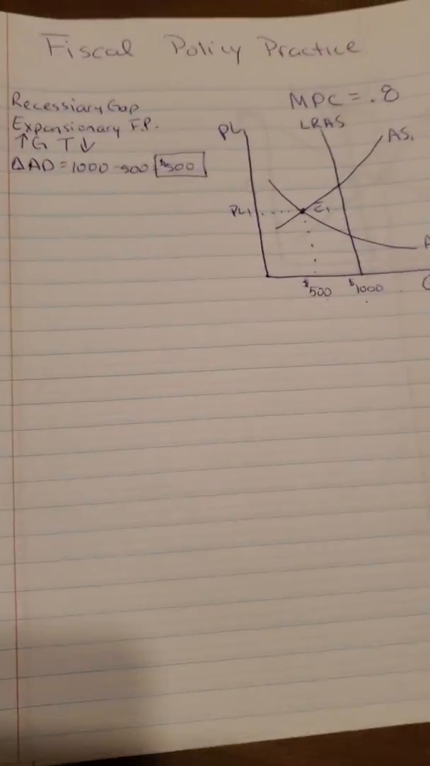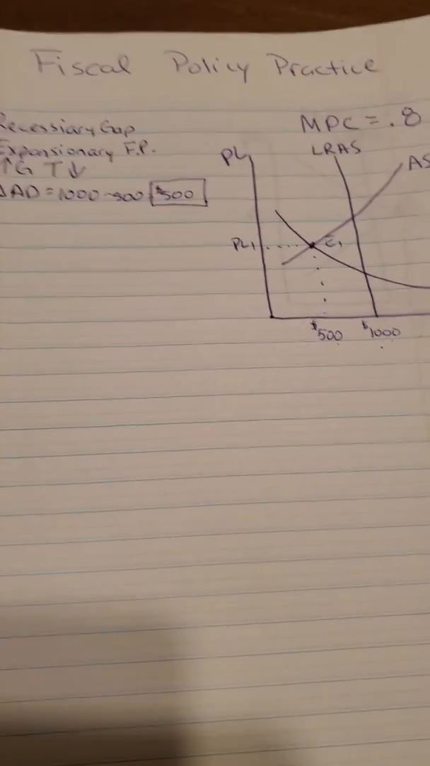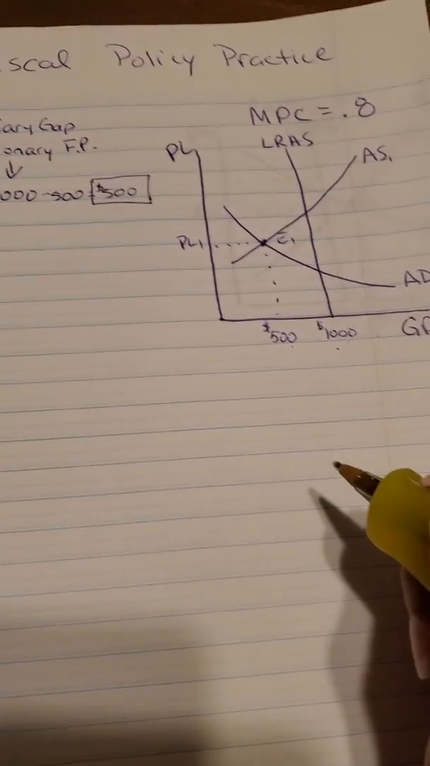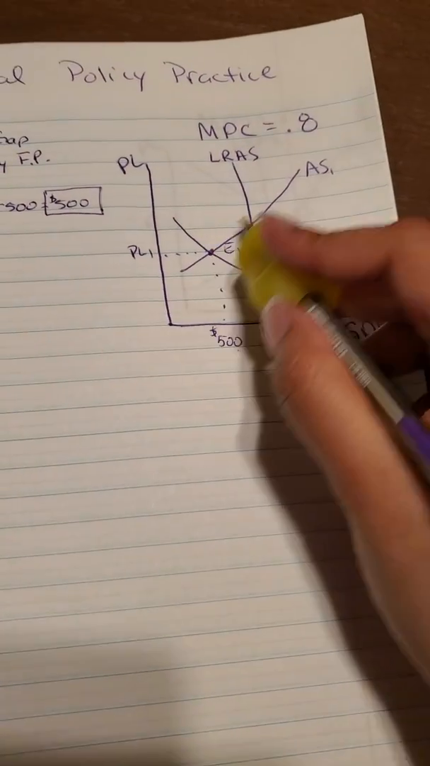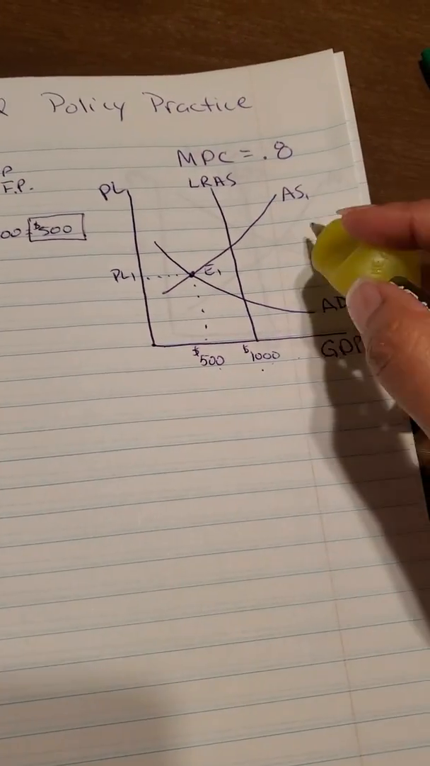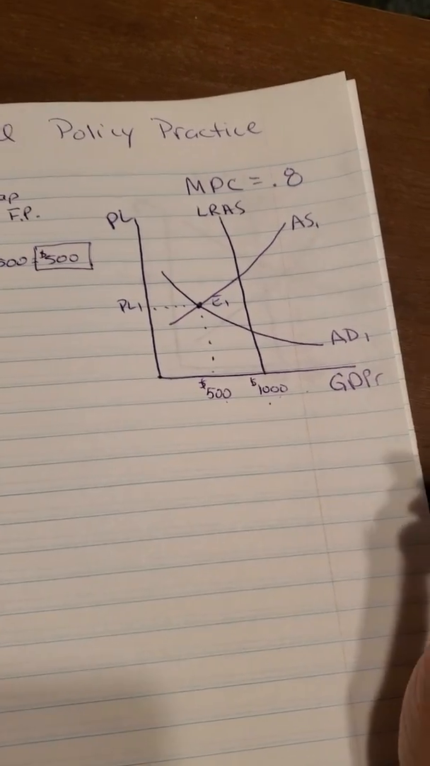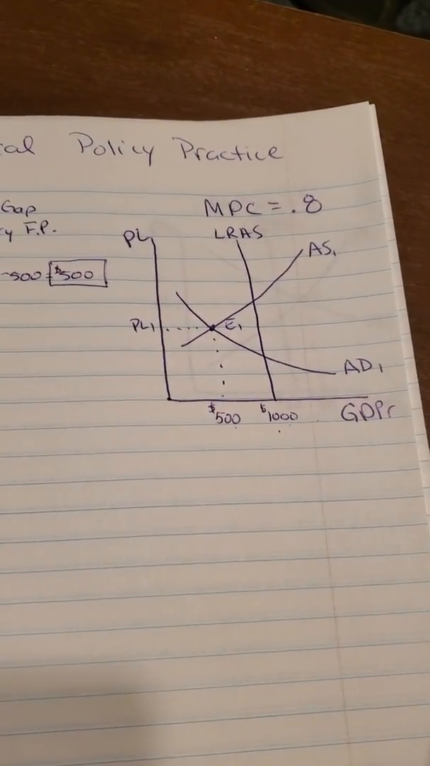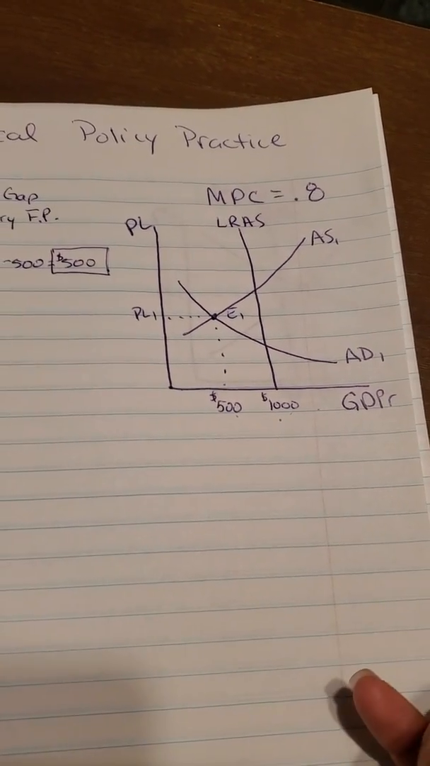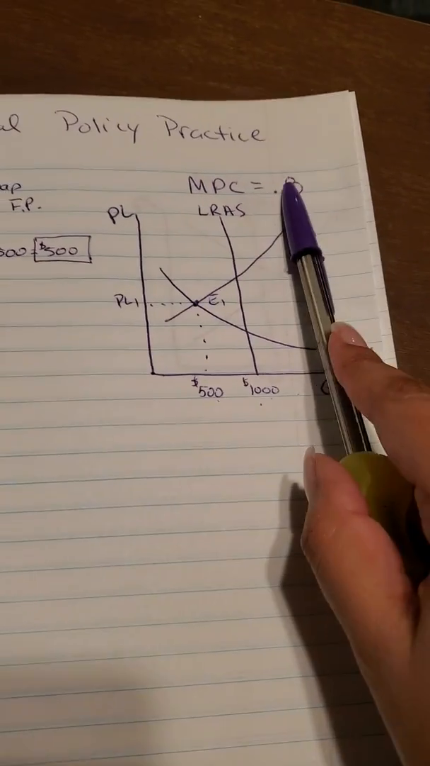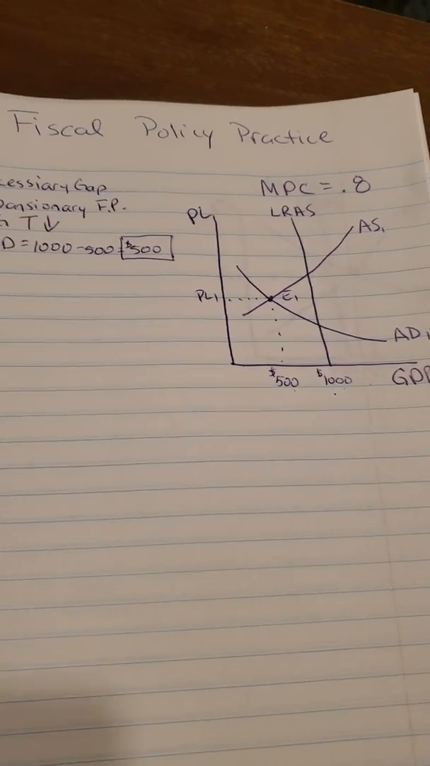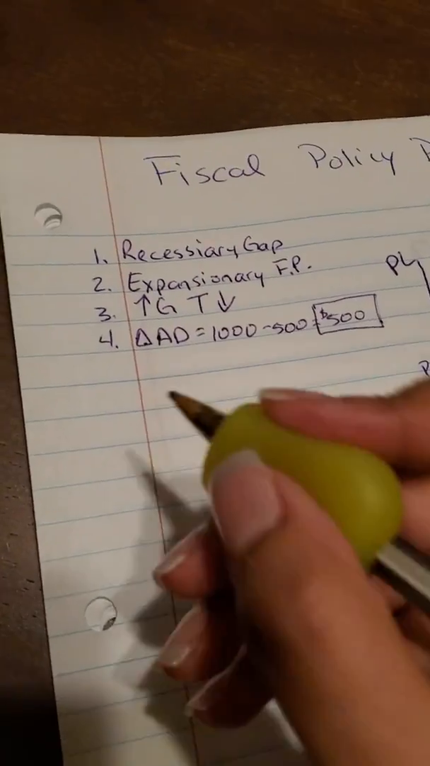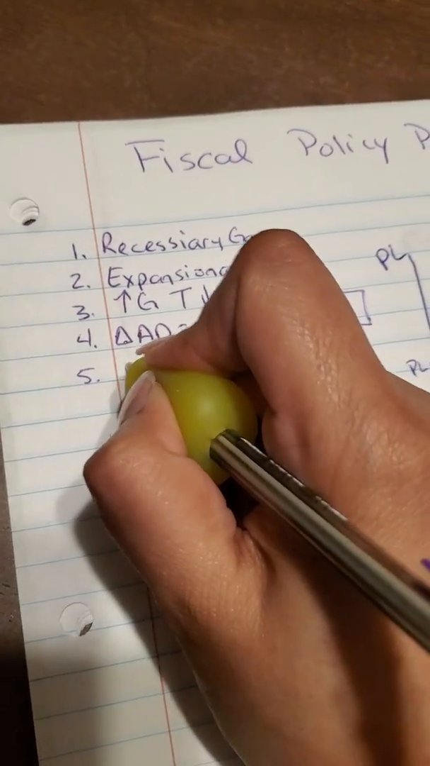Remember that due to the multiplier effect, we can't just increase government spending by $500 or decrease taxes by $500, because we would get our equilibrium somewhere out here, and that's not what we want. We know that our marginal propensity to consume, or how much people spend rather than save when there's a change in income, is 0.8. So the first thing that we need to do is calculate our spending multiplier.